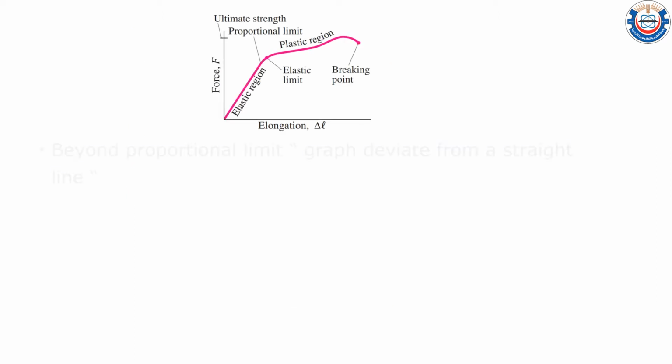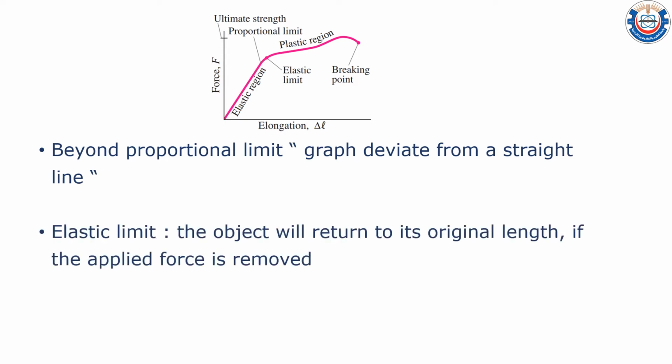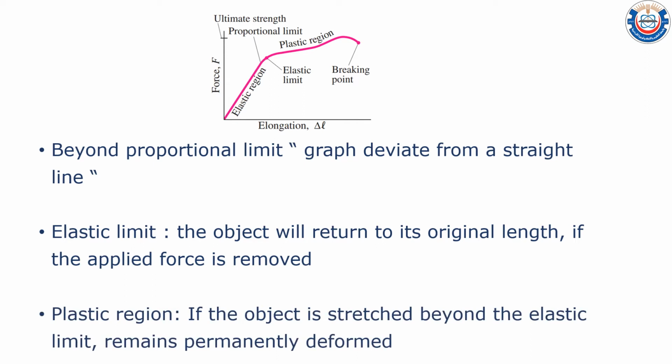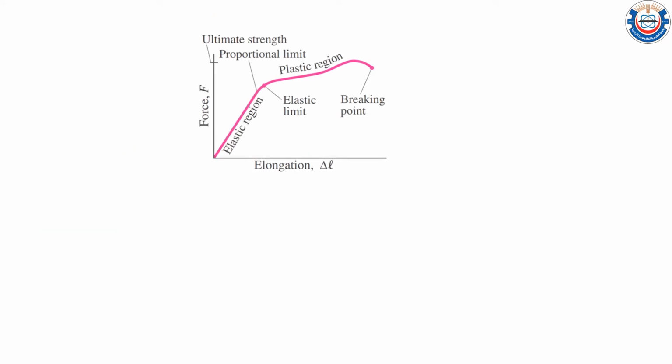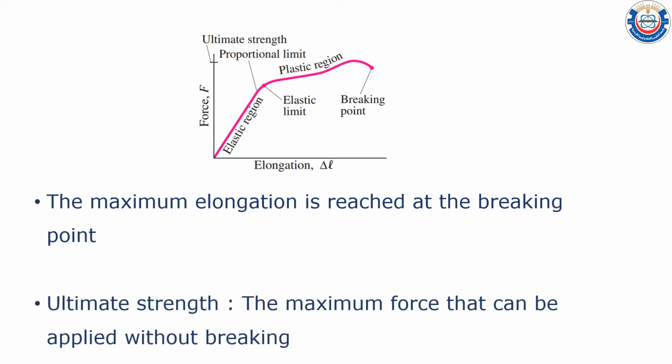Beyond the proportional limit, the graph deviates from a straight line here, and before the elastic limit, the object will return to its original shape if the applied force is removed. However, at the plastic region, the object is stretched beyond the elastic limit and remains permanently deformed. At the breaking point here, as you can see, before the breaking point, the object will not return to its original shape and the maximum elongation is reached. After the breaking point, the object will break or fracture. And at this point, the maximum force that can be applied without breaking is called the ultimate strength.